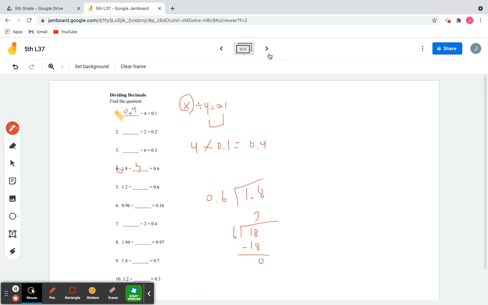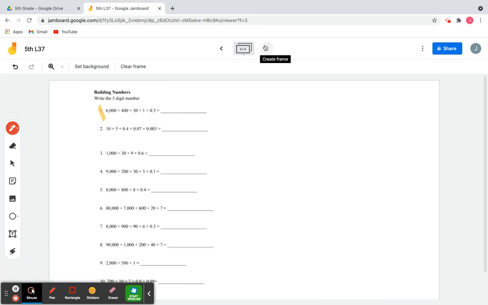Okay. And then we have the last page, which is building numbers. So 6,000 plus 400 plus 30 plus 1 plus 0.3. So I'm going to line up the numbers. It is really important because we have to keep the numbers in the right place. So 6,000 and then 400. See, like I'm writing 4 in the hundreds place. So I can line up the numbers.